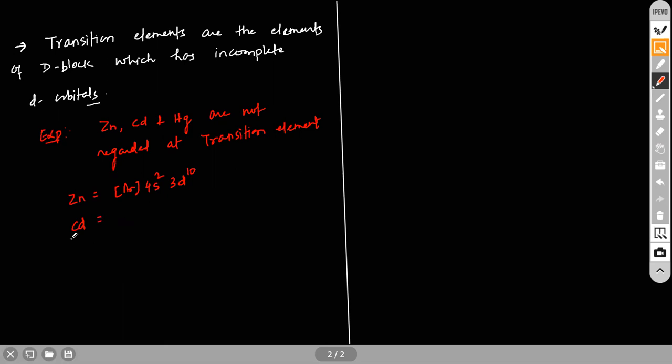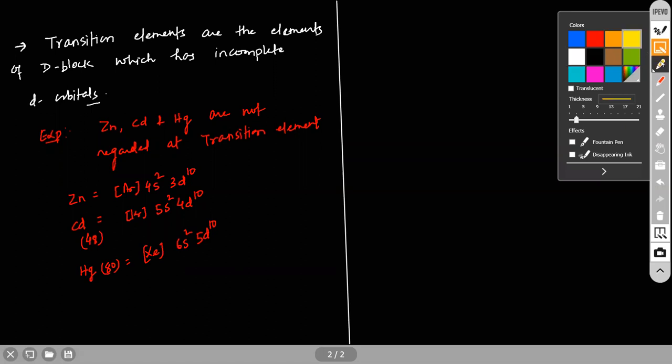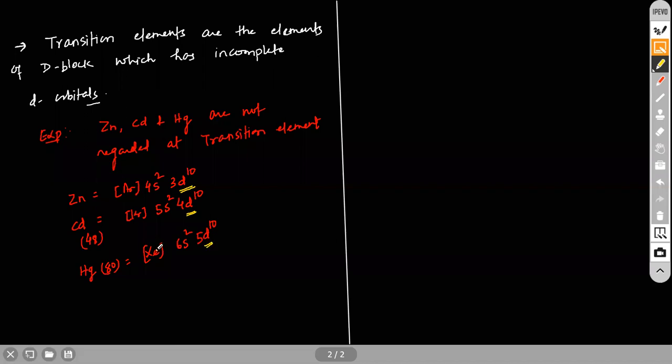Cadmium, the same group, has atomic number 48 and the configuration krypton 5s2 4d10. And Hg, the atomic number is 80, xenon 6s2 5d10. Now in all these examples, the d orbital is completely filled: 3d10, 4d10, 5d10. Hence, these are not transition elements. This is one difference between transition and d block elements. So we can say all transition elements are d block elements, but vice versa is not true. Got it?